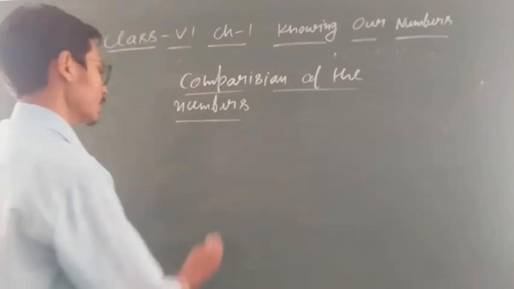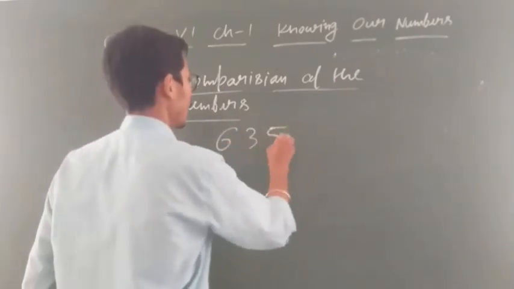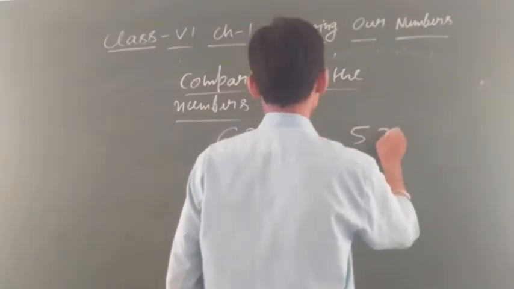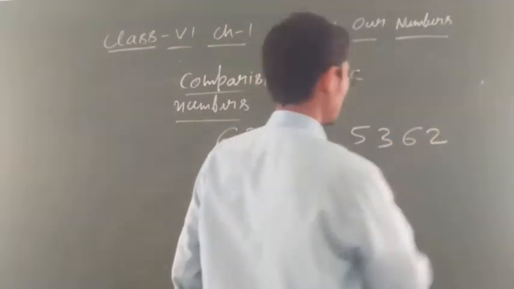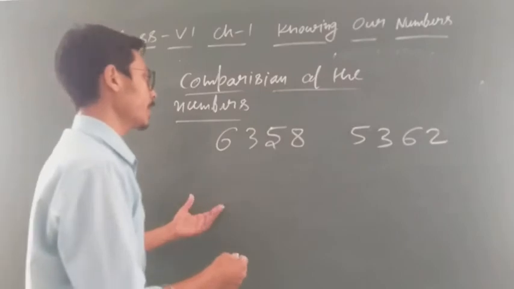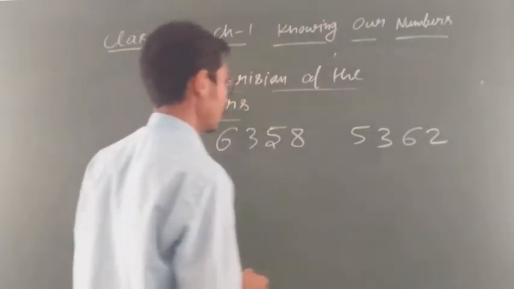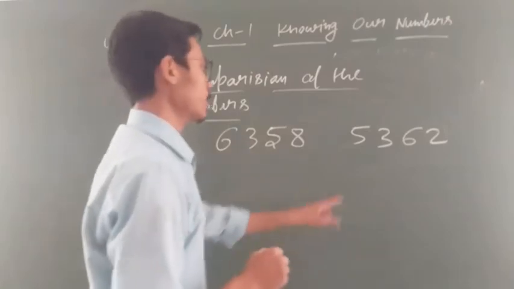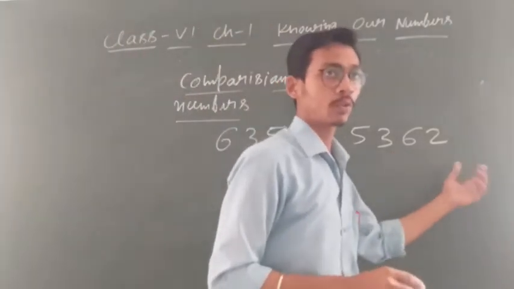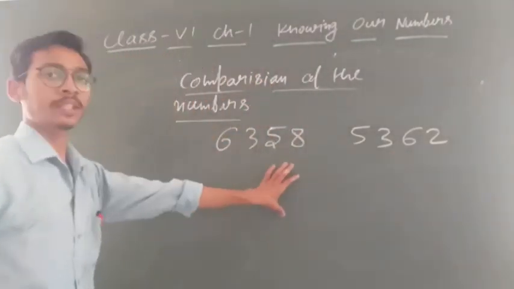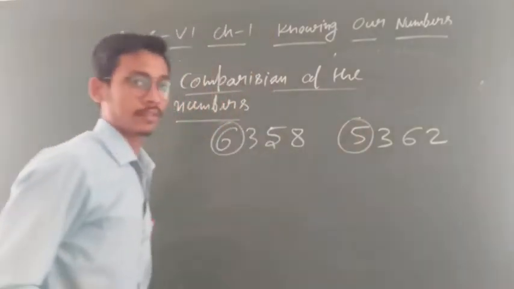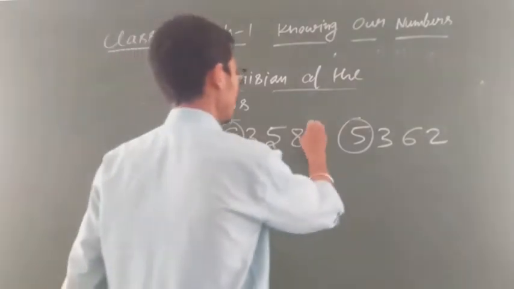You know that जैसे एक number is given 6, 3, 5, 8 or 5, 3, 6, 2. तो देखो, first you will compare. देखिए अब here 6,358, here 5,362. So which one is greater, student? You can easily see which one is greater. Here first digit is 6, here first digit is 5. ठीक है ना? So which one is greater? You know that this one is greater.